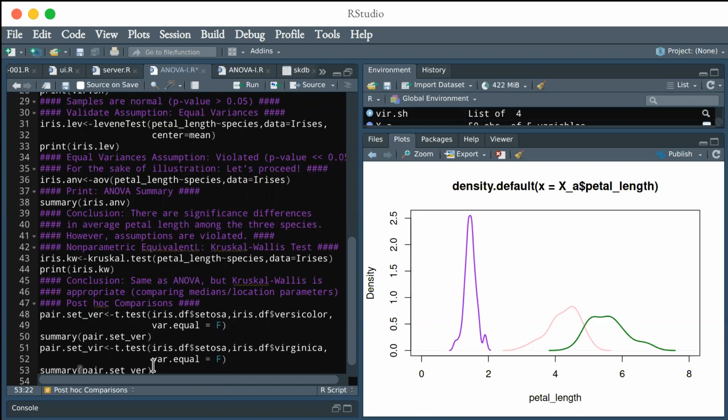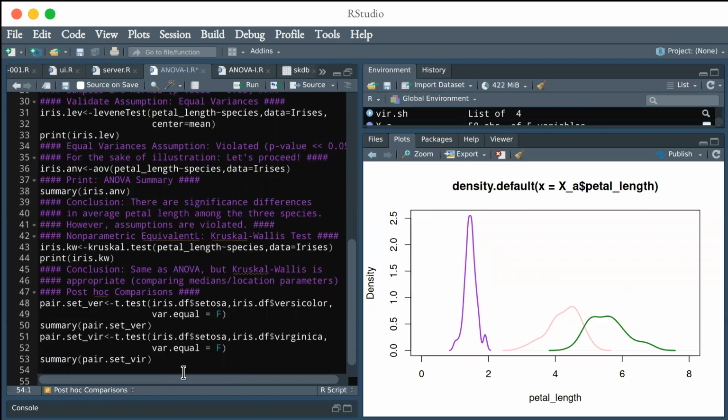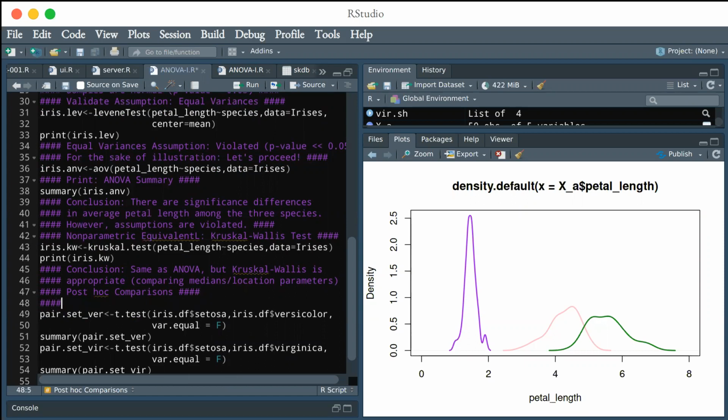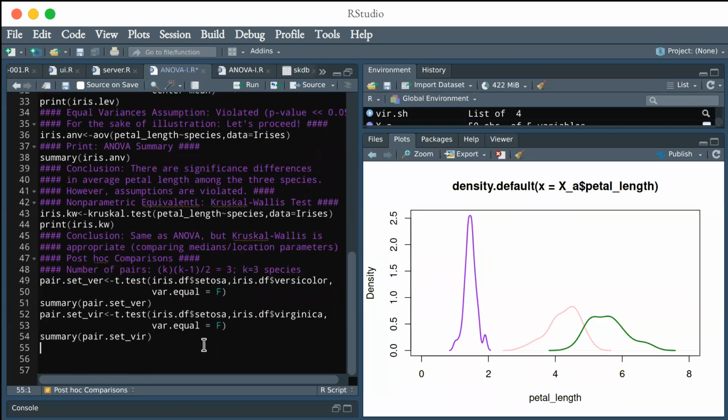You'll have so much fun and problems with that. You don't have to do that. And the last one is to compare, if you put it in the formula n times n minus 1 divided by 2, or k times k minus 1 divided by 2, you will get 3. K is the number of groups that we have, which is species in this case.